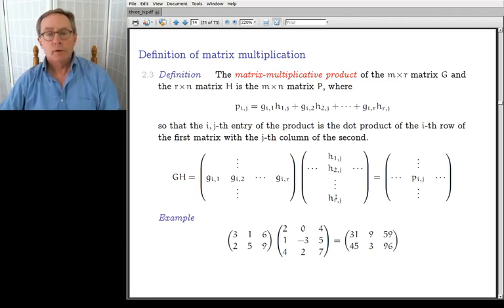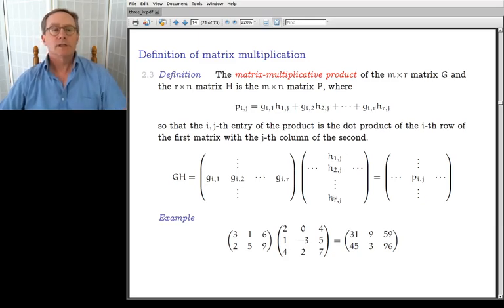So the definition is the matrix multiplicative product of the M by R matrix G with the R by N matrix H is the M by N matrix P, where you figure out the element of row I and column J by taking row I dot product with column J. You take row I of capital G dot product with column J of capital H, and that gives you entry IJ. That's what it says here. The dot product is more clear here, but the row I and the column J is more clear here.